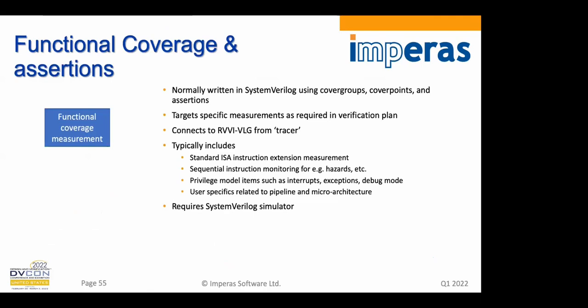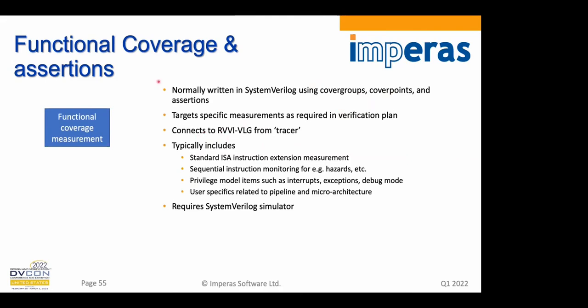In terms of functional coverage, normally functional coverage is written in SystemVerilog with cover groups, cover points and assertions. What it's focusing on is you have a verification plan. You'll say these are the things we need to make sure we do. And the cover groups and cover points allow you to measure those. And from a RISC-V CPU test bench point of view, functional coverage can sit on top of the tracer using the standard RVVI Verilog, and we have examples of this where you can get functional coverage straight out of the RVVI interface.